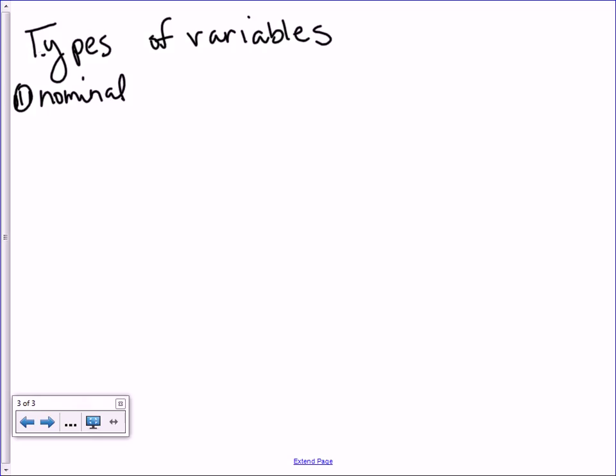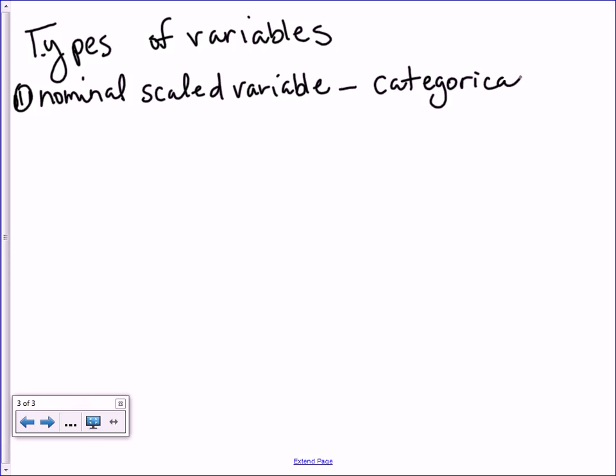a nominal type of variable or a nominal scaled variable. That's a real mathy term. To talk about the same idea, we sometimes talk about it as a categorical variable. And these kinds of variables are classified by which category they belong to.